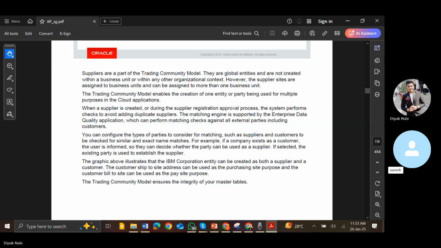And one more thing is party. You are telling trading community model. Party is a supplier and customer, checked to those exact names. You can see here, party can be used as a supplier. Okay, come to the next page.